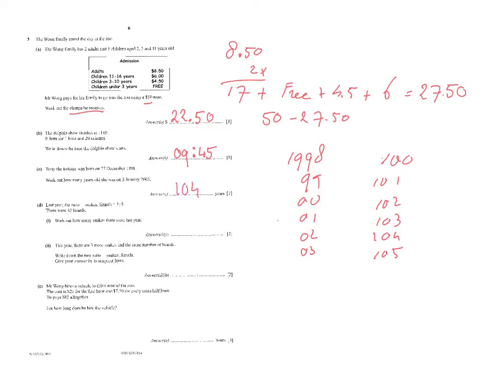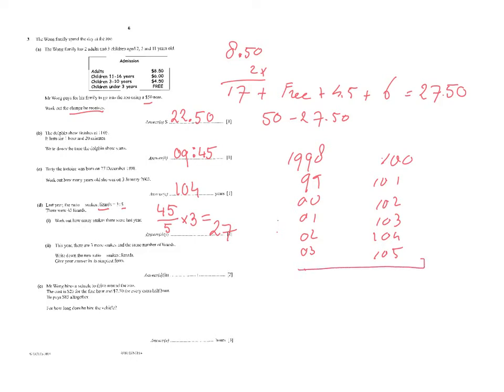There we go. Last year, the ratio snakes to lizards, 3 to 5. Okay, so more lizards than snakes. There were 45 lizards. Work out how many snakes there were. So the lizards have 5 boxes. If there were 45 lizards, then 45 divided by 5 will be 1 box. And the snakes have 3 boxes, so you multiply that by 3. So that's 9 times 3. The answer is 27.